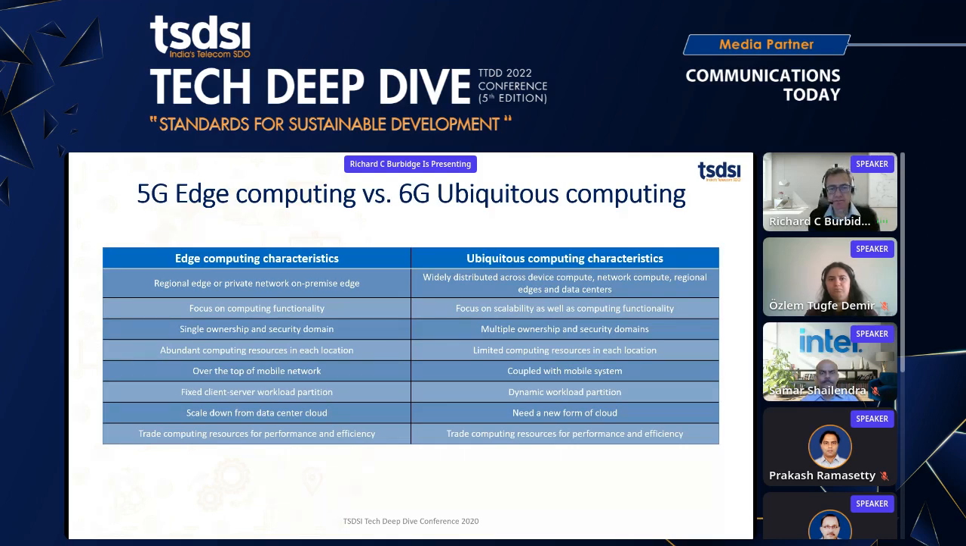So 5G edge computing is really a scaled down version of the big data center cloud, which applies similar design principles to data center cloud, such as centralized orchestration and control. And the scaling down does not really fit the 6G wide area cloud due to scalability issues. So we are going to need some new forms of cloud, and design principles will have to be developed.